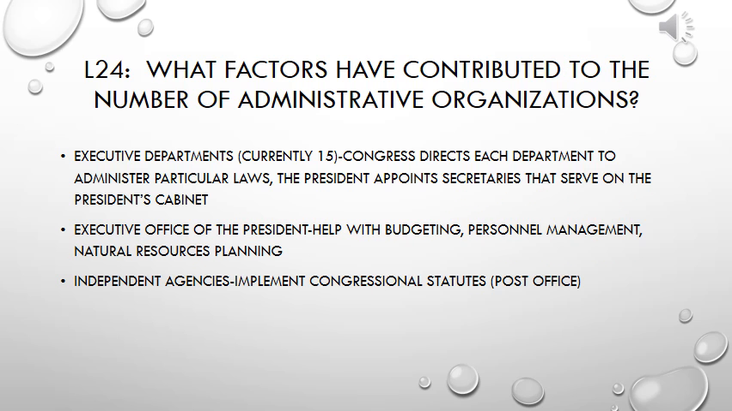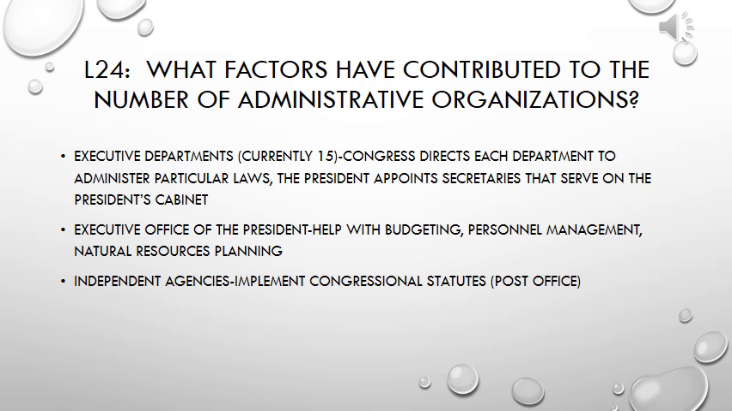So, what factors have contributed to the number of administrative organizations? For the executive departments, Congress directs each department to administer particular laws, and the president appoints secretaries that serve on the president's cabinet. But these secretaries have to be confirmed by the Senate. So there is going to be an advice and consent element with these executive departments.